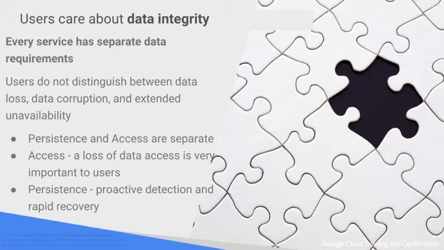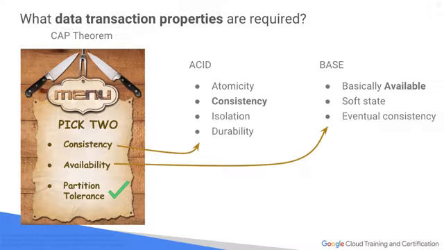If there is data that is somehow lost, we want to be able to get it back, recover it, maybe using version controls or backups or some kind of failover mechanism. So when you're thinking about your data, you need to think about what data transaction properties are going to be required. And of course, you have your menu, and you can only really pick two, and this is the CAP theorem. So here you have to choose between consistency, availability, and partition tolerance.